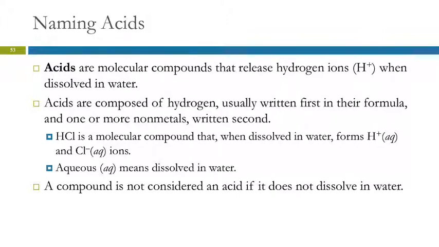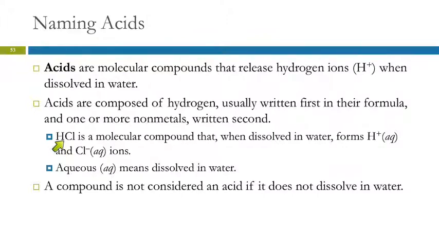So acids are composed of hydrogen, which is usually written first, and then 1 or more nonmetals written second. So we identify, in Chem 1A at least, an acid because its formula starts with the letter H. If it starts with H, it's an acid. Now, these are molecular compounds. So HCl, pure HCl is a gas at room temperature. And it has a name.